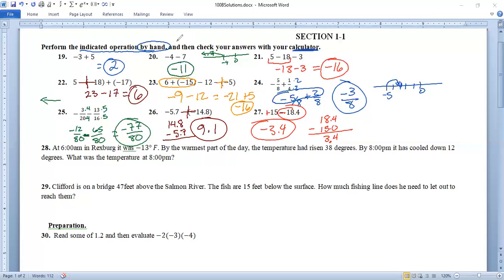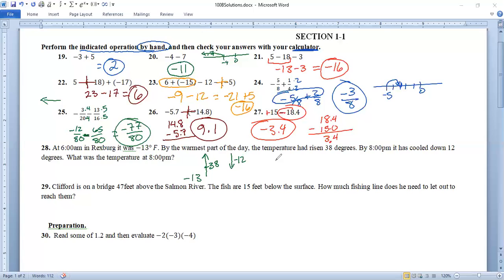Yes, double check those in your calculator and make sure that you can punch those in and get those right answers. Number 28, at 6 a.m. in Rexburg, it was at negative 13 degrees Fahrenheit. By the warmest part of the day, the temperature had risen up 38 degrees, so that's plus 38 degrees. And then by 8 p.m. it cooled down, so minus 12 degrees.